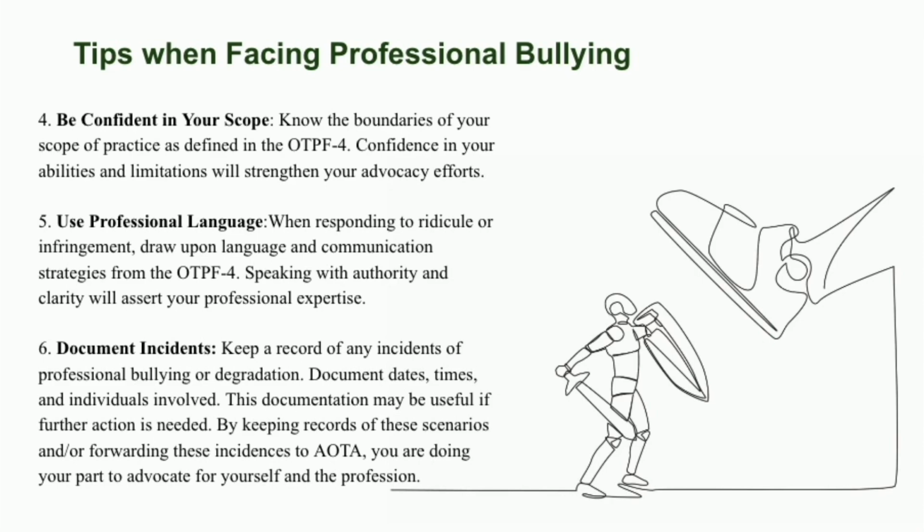Number 4, be confident in your scope. Know the boundaries of your scope of practice as defined in the OTPF-4. Confidence in your abilities and limitations will strengthen your advocacy efforts. Number 5, use professional language. When responding to ridicule or infringement, draw upon language and communication strategies from the OTPF. Speaking with authority and clarity will assert your professional expertise.